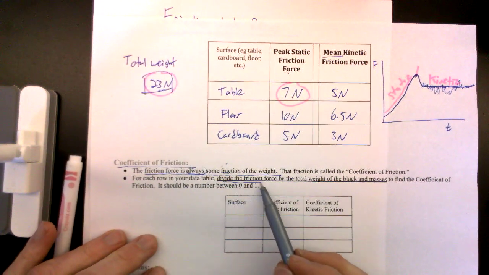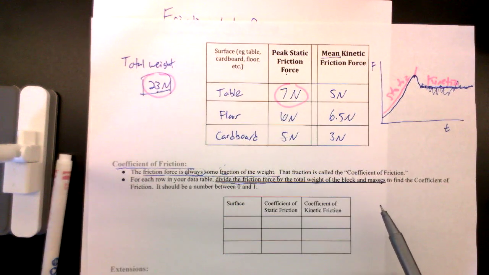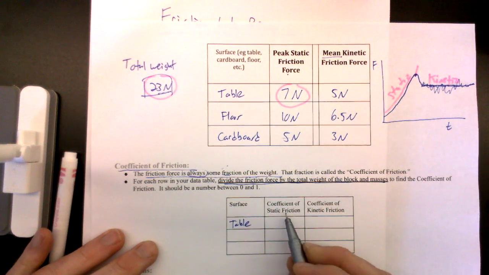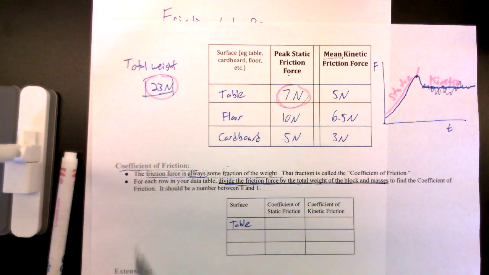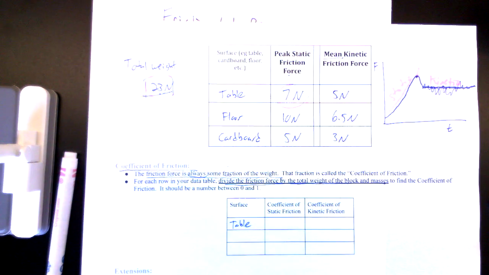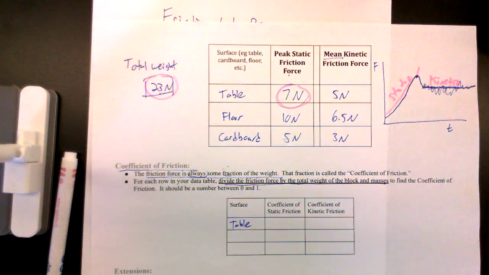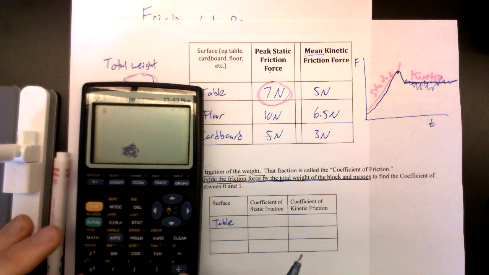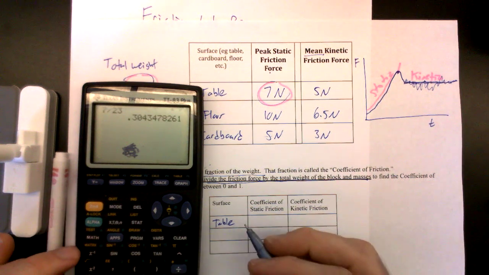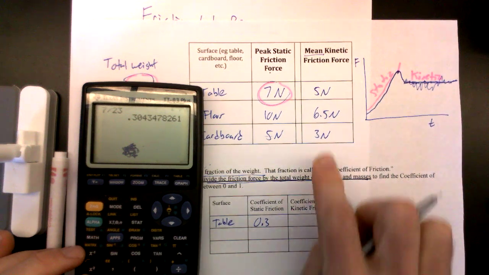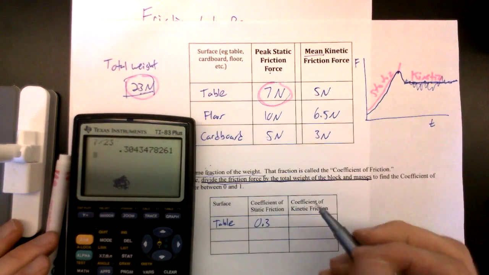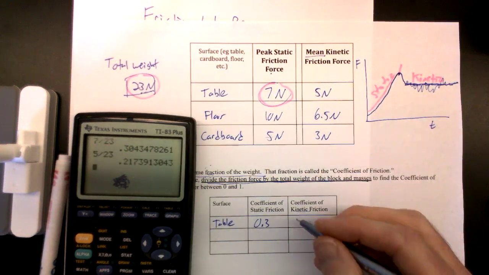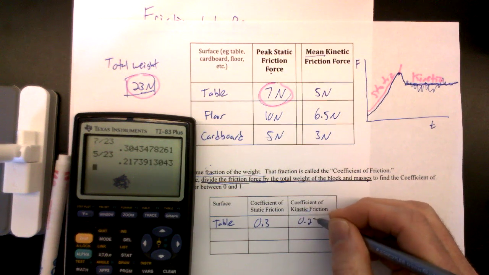So here it says, divide the friction force by the total weight of the block and masses to find the coefficient of friction. So how do I do that? I have a table here, and to find my coefficient of static friction, I'm going to take 7 divided by 23. And let's see if I can grab my calculator. This calculator is not that great, but you can see this here. So I just do 7 divided by 23, and I get 0.3. And then over here, if I do 5 divided by 23, so my kinetic friction, I'm going to get 0.22.